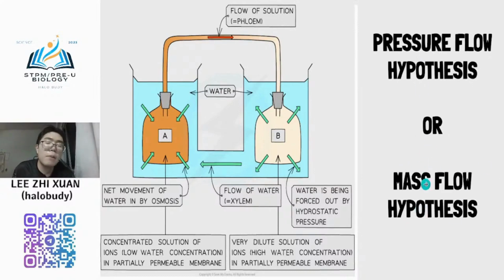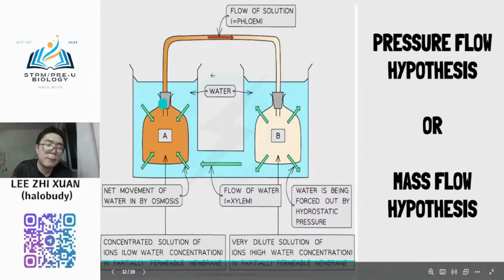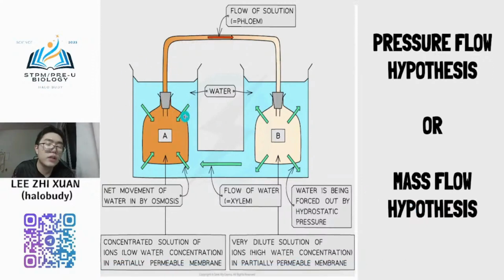So both of them are actually the same, just that the mass flow hypothesis is based on the experiment. Pressure flow hypothesis is what we already applied inside the plant. But for the mass flow hypothesis, we will focus more on the experiment-based explanation. So normally this one is very famous when it comes out in objective questions.